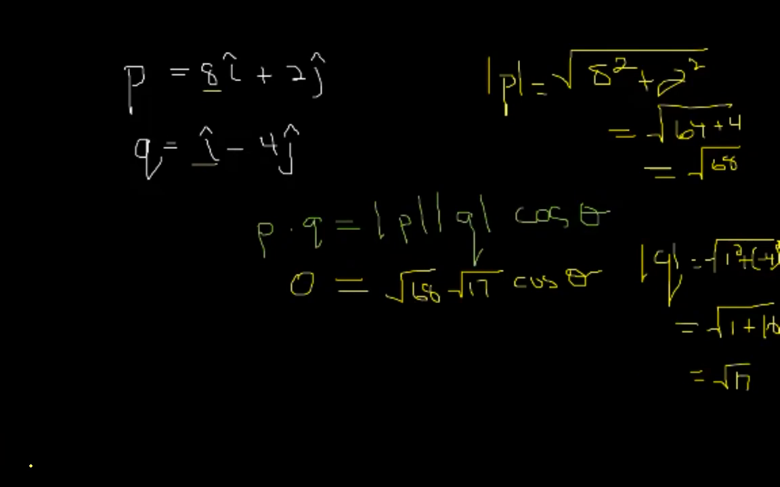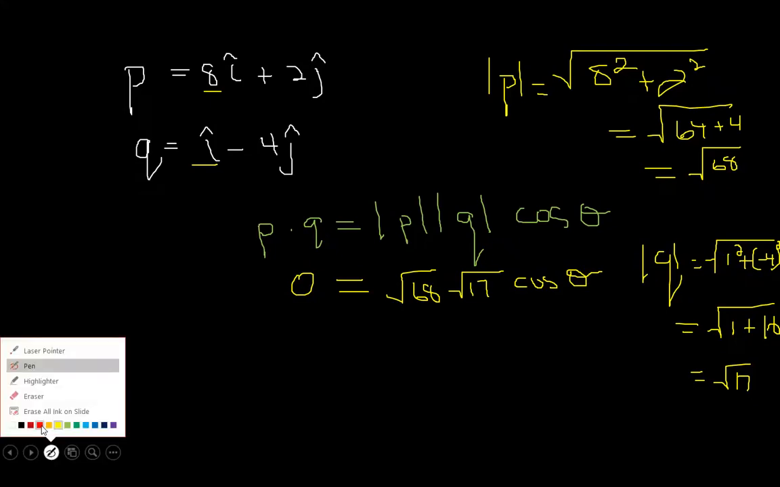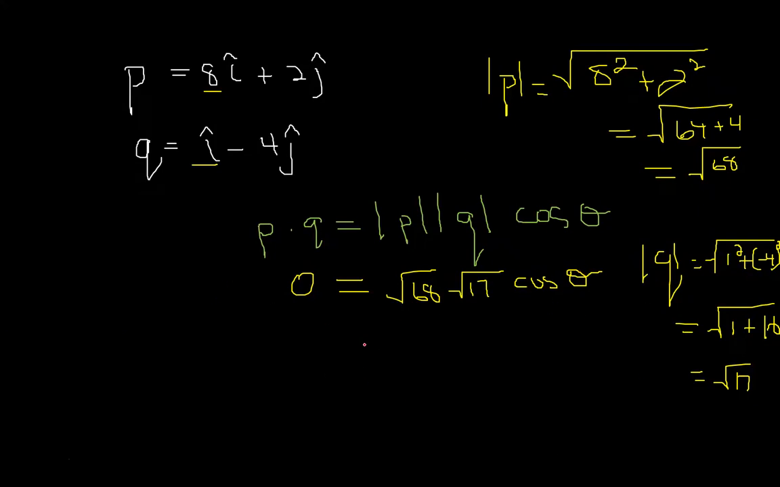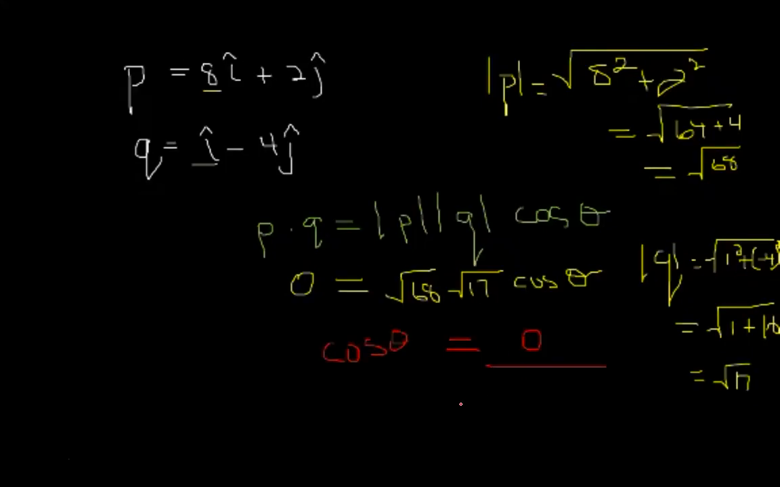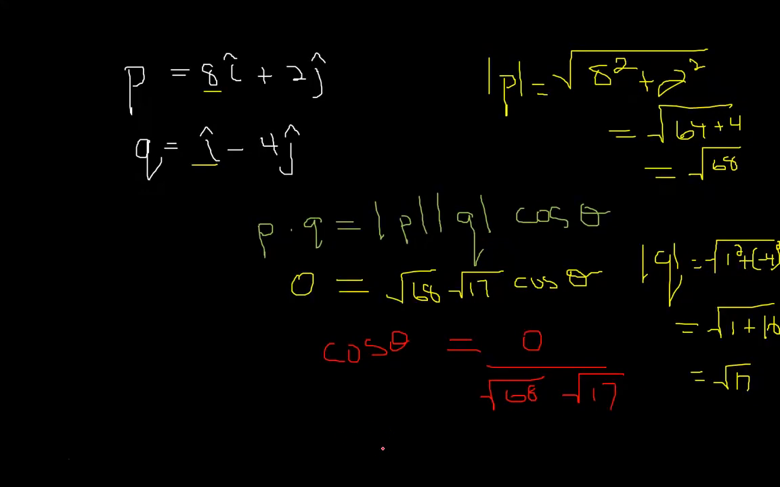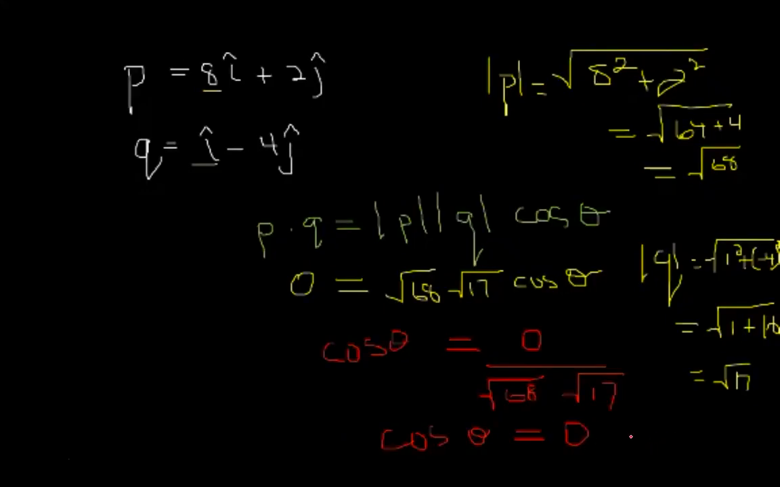Hold on, let me look at the chat. Okay. Let me continue. So making cos theta the subject so that we can find the angle, cos theta would be equal to 0 on the square root of 68 by the square root of 17. But of course, we know 0 divided by a number is 0. So cos theta is equal to 0. And then cos inverse of 0 would actually give you 90.